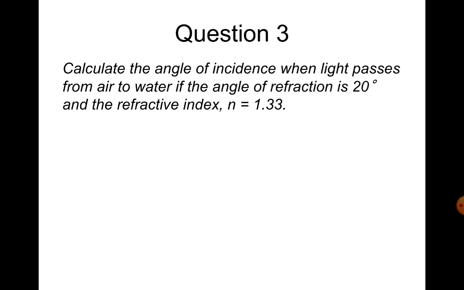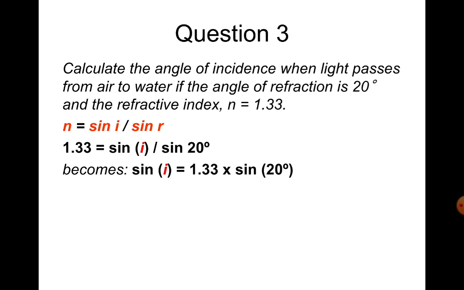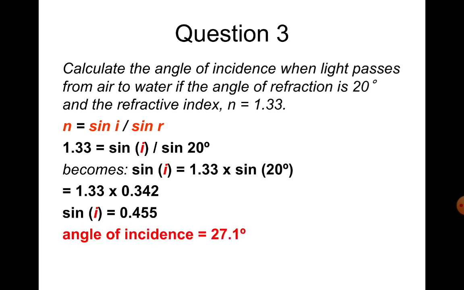Another question. Calculate the angle of incidence now when light passes from air to water if the angle of refraction is 20 degrees and the refractive index n is 1.33. Pause the video. Same formula. We fill in 1.33 is sine i divided by sine 20 degrees. So sine i becomes 1.33 times sine 20 degrees, which is 0.455, and you find an angle of incidence of 27.1.